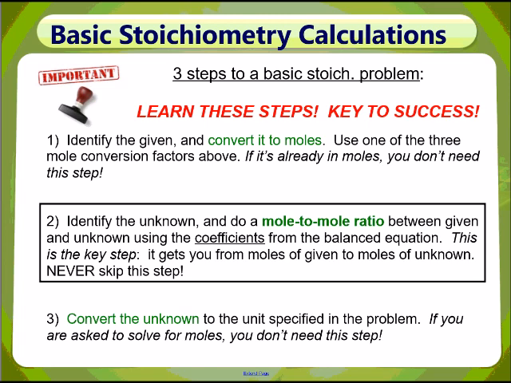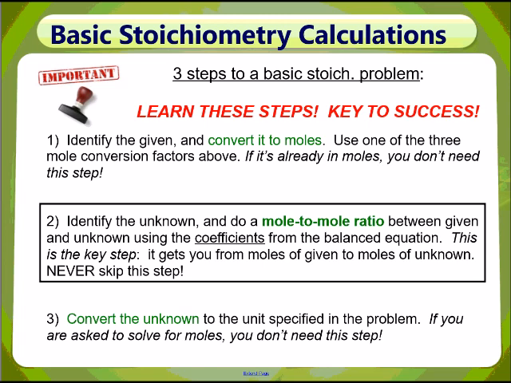Now, step two, you're always going to do step two. Identify the unknown and do a mole-to-mole ratio between the given and the unknown using the coefficients from the balanced equation. This is the most important step. So if you need to balance your equation first, do that first, because you're definitely going to need it for a stoichiometry calculation. You can never ever skip this step.